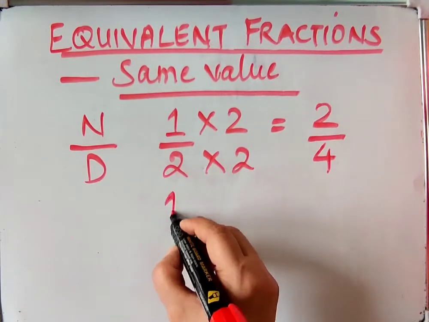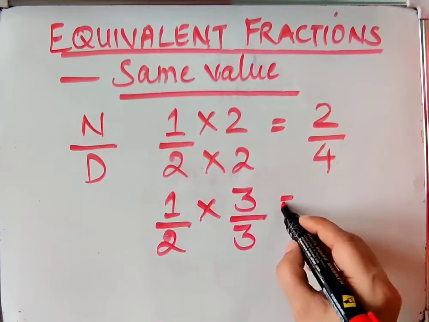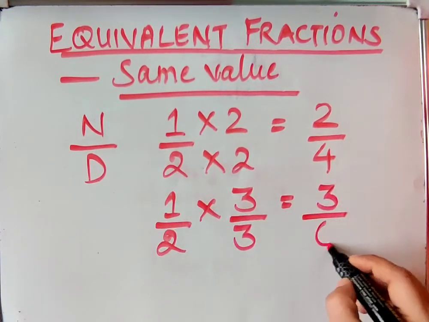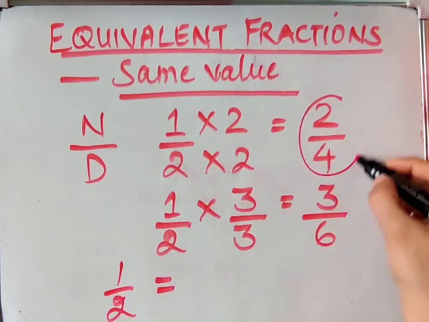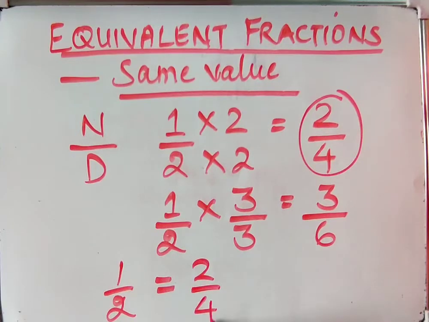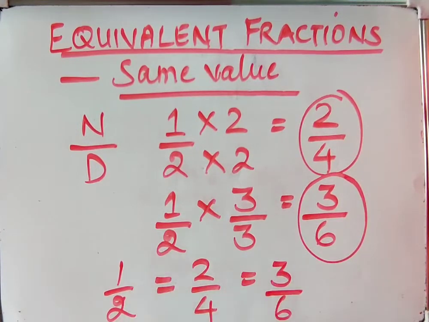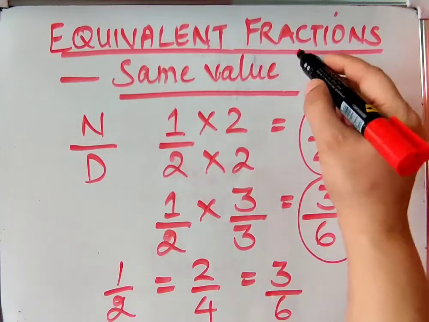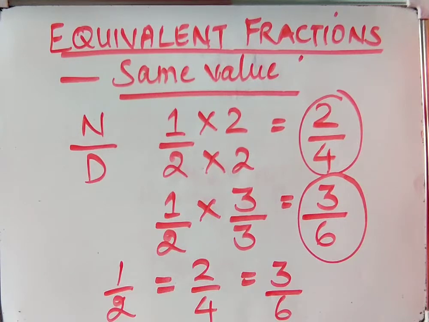Similarly, 1 by 2, I can multiply it by 3 also. 3 ones are 3, 3 twos are 6. So 1 by 2 is equivalent to 2 by 4. It is also equivalent to 3 by 6. 1 by 2, 2 by 4, 3 by 6 are all equivalent fractions. As such, they have the same value.